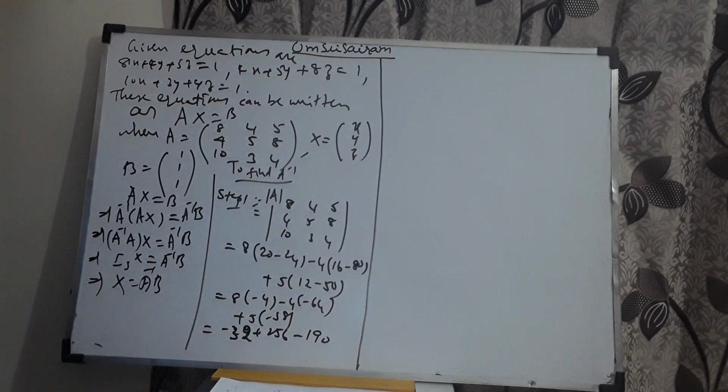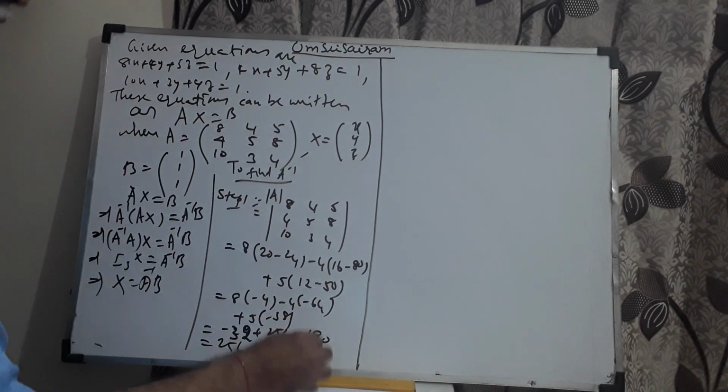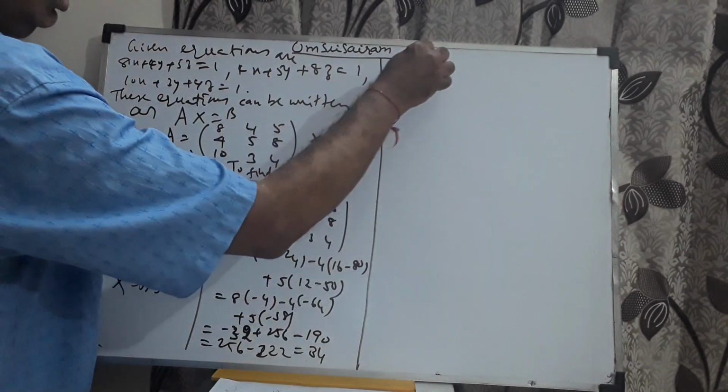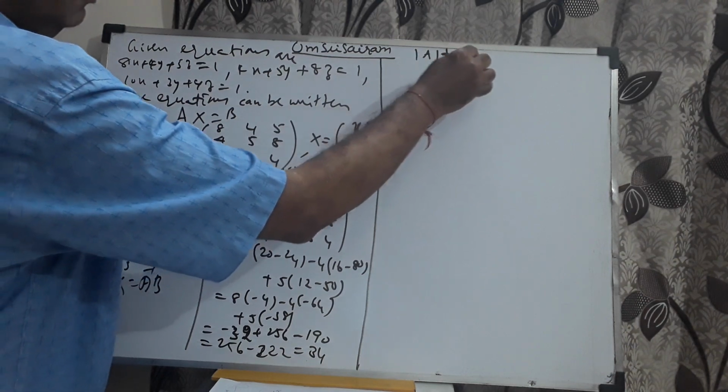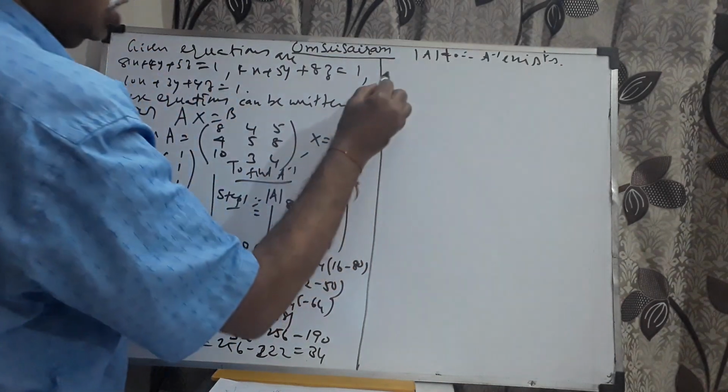You can check, 5 8s are 40, 15 plus 4 is 190, which anyway gets reduced automatically to 256 minus 222, which is reduced to anyway 34. Now determinant A not equal to 0, therefore A inverse exists. This is better for you to write.